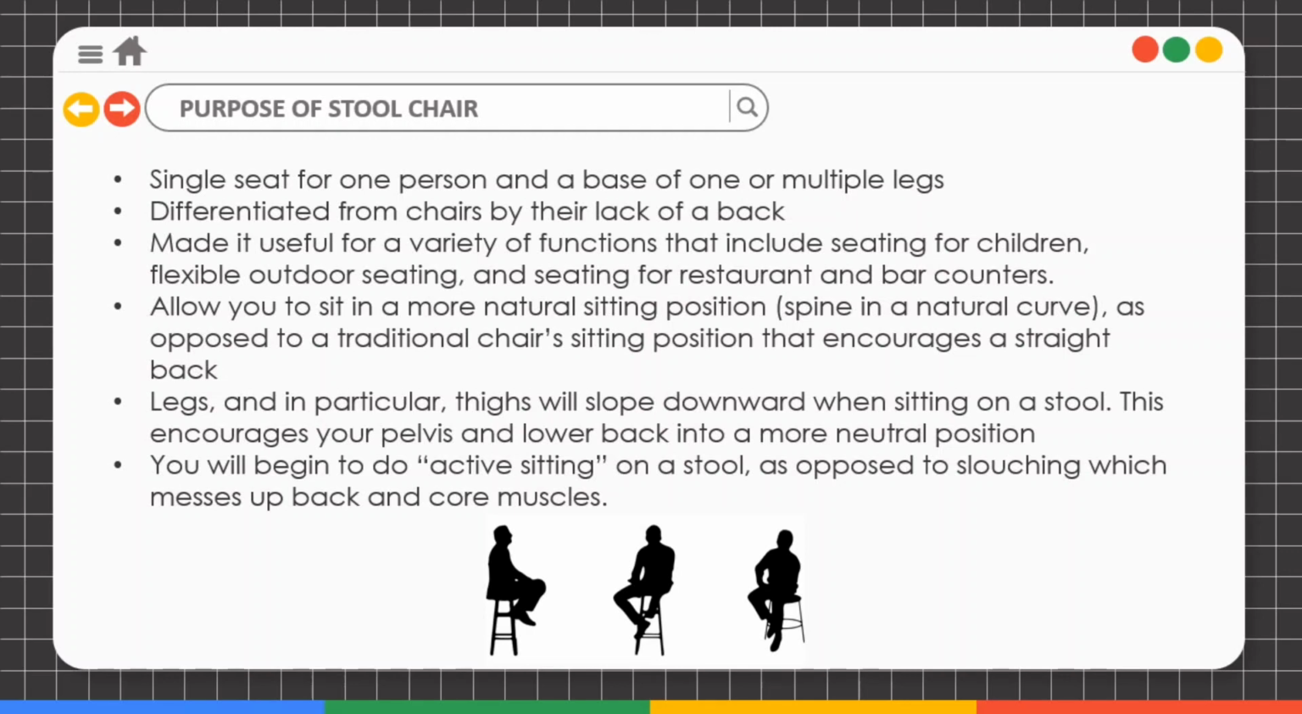The stool chair allows you to sit in a more natural sitting position, which keeps the natural curve of the spine, as opposed to a traditional chair sitting position that encourages a straight back. The legs and particularly the thighs will slope downward when sitting on a stool. This encourages your pelvis and lower back into a more natural position. So you will begin to do active sitting on a stool as opposed to slouching, which messes up back and core muscles.